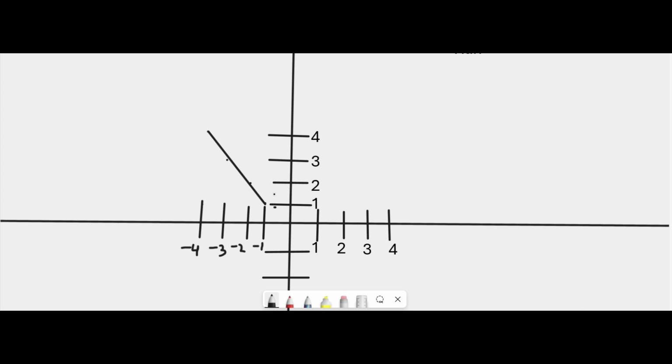So while we are going up 1 each time, we're going from 1 to 2 to 3. So we go up 1, we're going over minus 1. So it's still negative 1, even though we're going up, because we're going left.